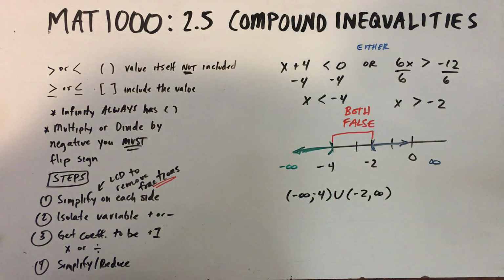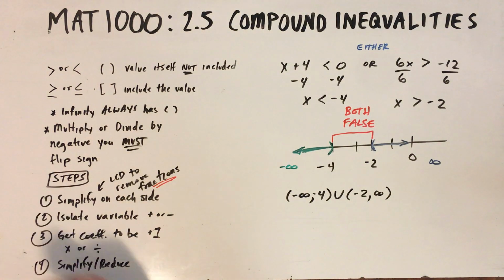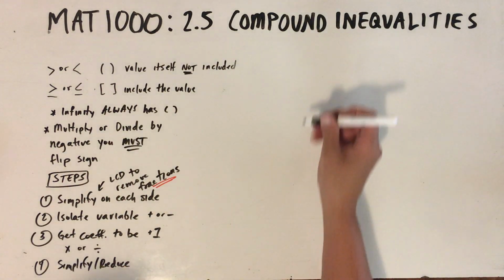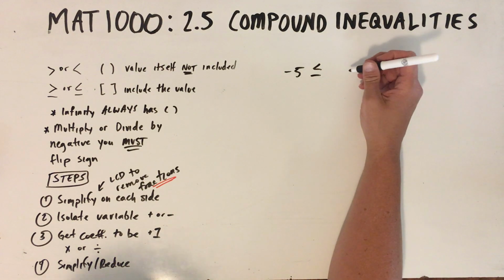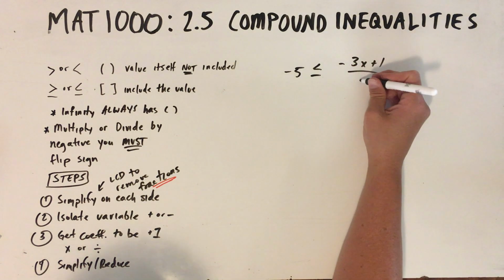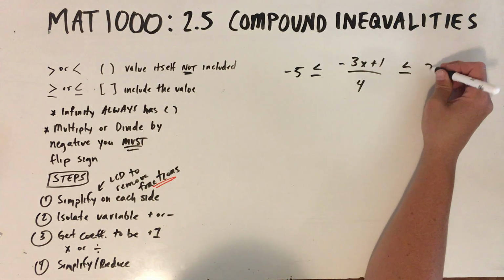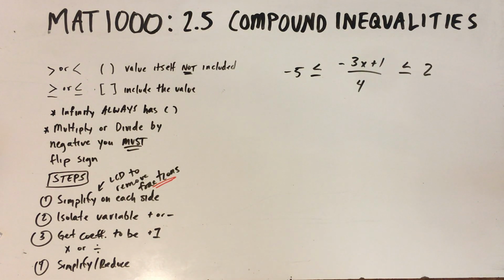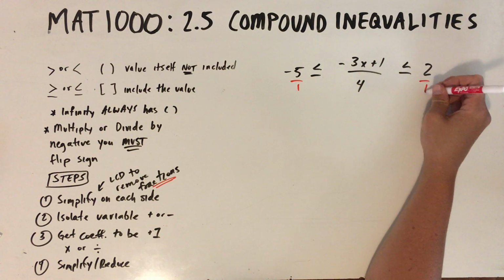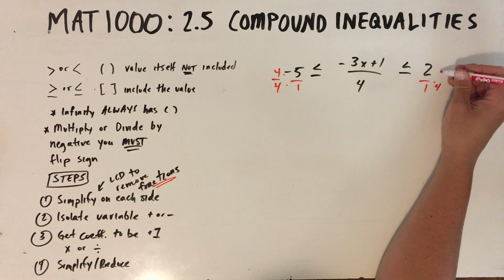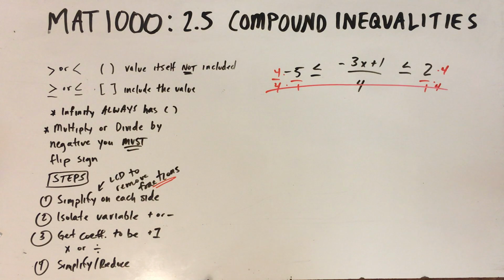The last one I want to show you is a compound inequality that has some fractions in it. So we can see what to do with that. And it's going to be all together. So it says that -5 is less than or equal to -3x plus 1 over 4, and it's also less than or equal to 2. So we treat these just like it's equal on both sides. So I'd say, well, this has a 4, and these are the same as being over 1. So I want to get rid of those, so I'm going to multiply by 4, both top and bottom. And I'm going to multiply here by 4, both top and bottom. So I can get rid of those fractions.